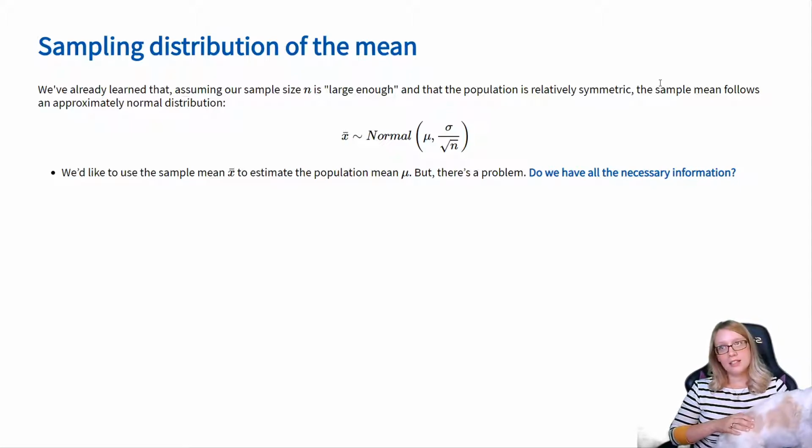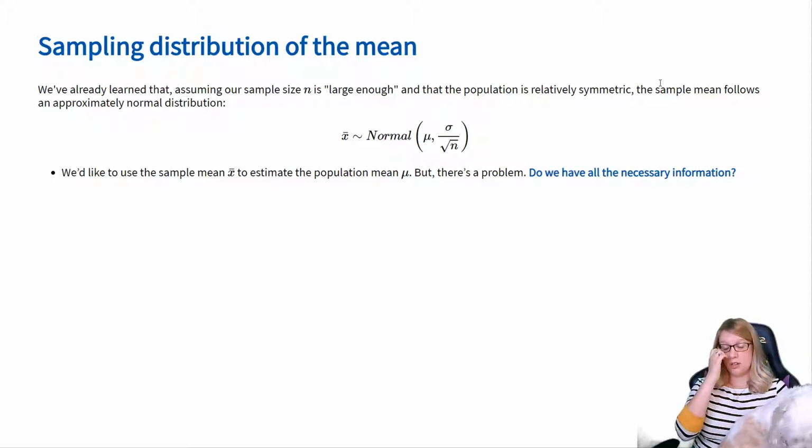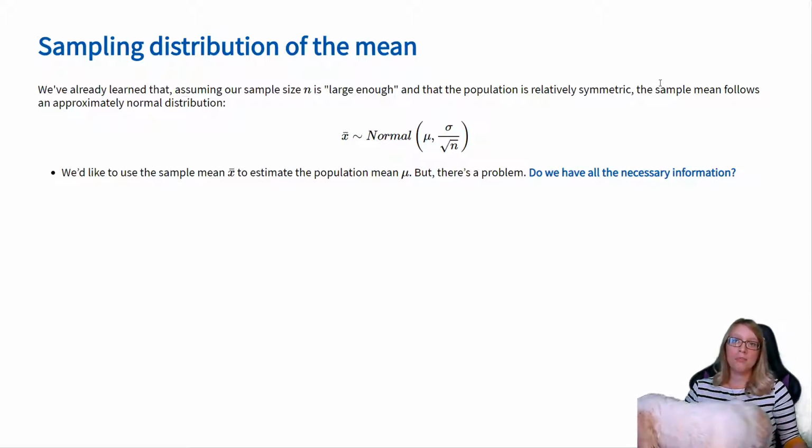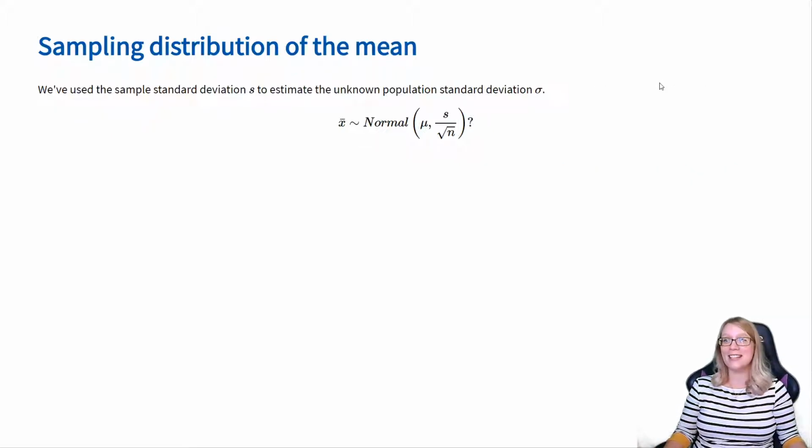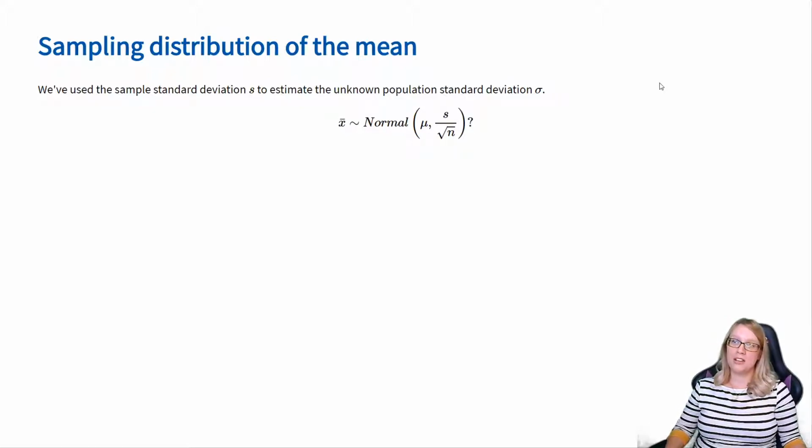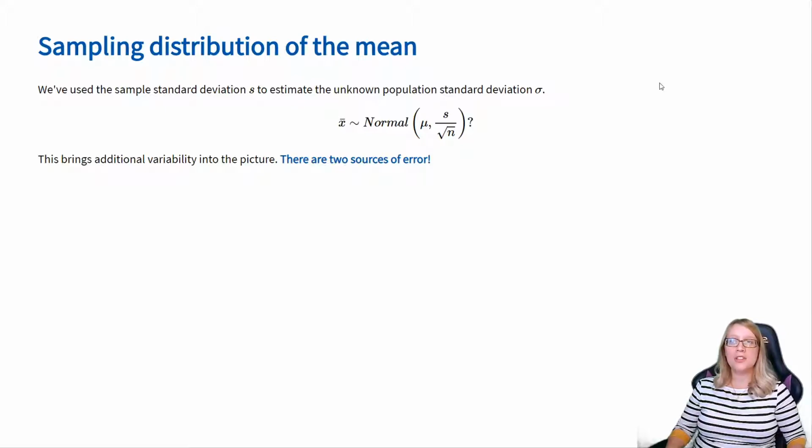However, this is usually a difficult assumption. When we do, for example, a hypothesis test about a population mean, we're making an assumption about what mu should be. But we are not making the same assumption about our standard deviation. And it turns out that this is usually a piece of information that is missing. So in the past, what we've done is use the sample standard deviation, S, to estimate the unknown population standard deviation, sigma. However, it turns out that this brings some additional variability into the picture.